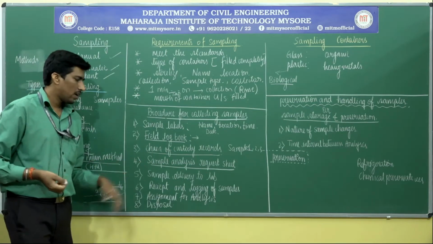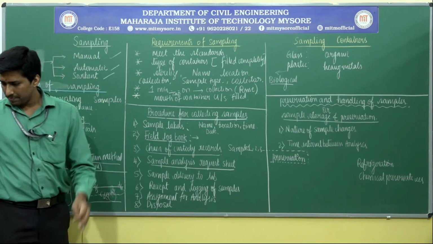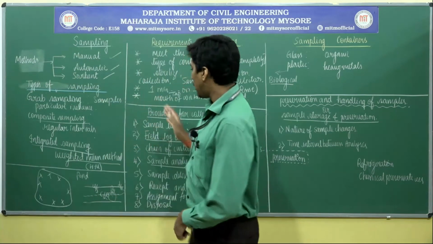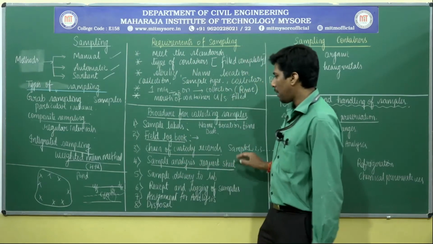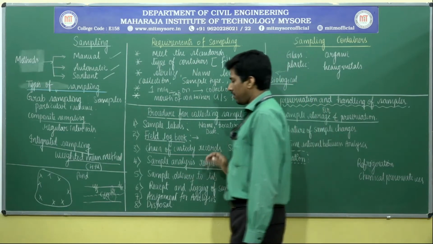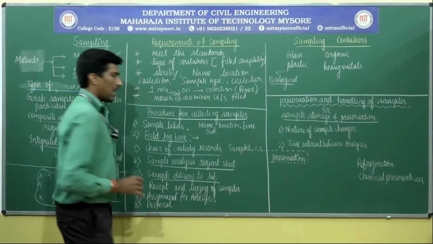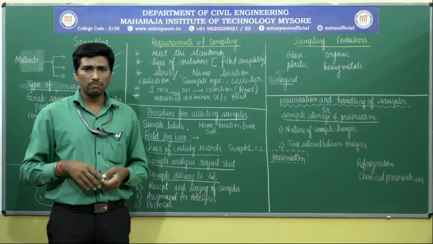That is essential. Next thing is the personal number, lab personal number and lab name number, which kind of laboratory, everything has to be dealt with. Next, sample delivery to the lab.